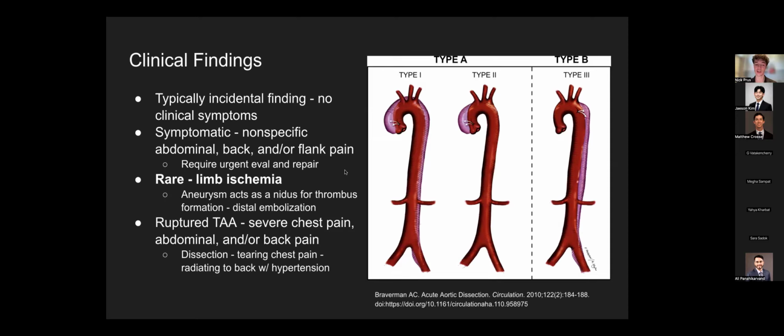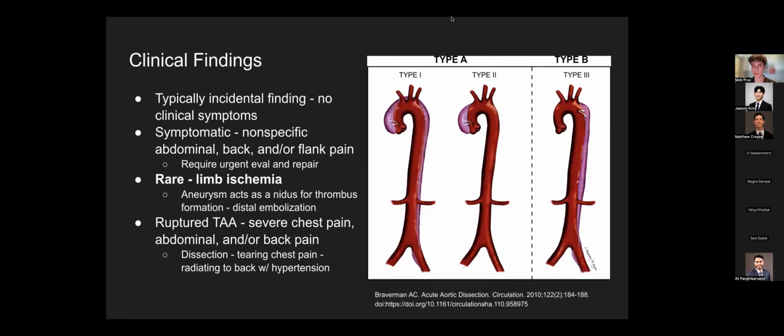Ruptured thoracic aortic aneurysms, patients usually present with severe chest pain, abdominal and or back pain. This is different from dissection. So if a patient has a dissection, they usually complain of a tearing chest pain that radiates to the back, and they also have severe hypertension. Another finding that may be present in a patient that has either a dissection or an aneurysm is blood pressures that are not equal in the upper extremities.